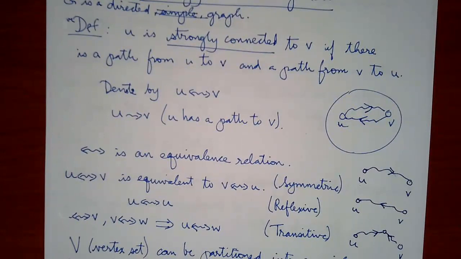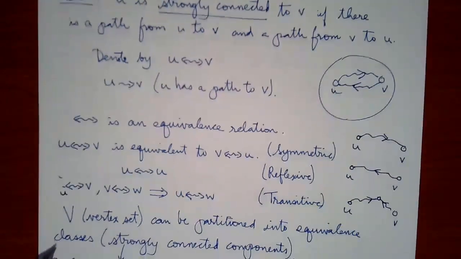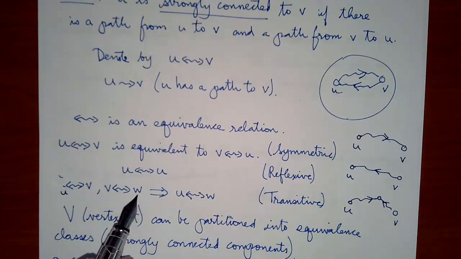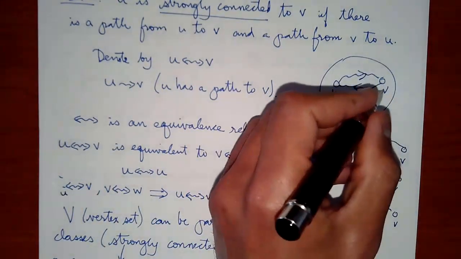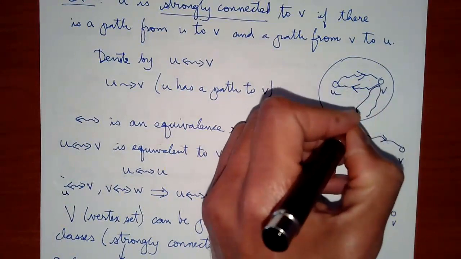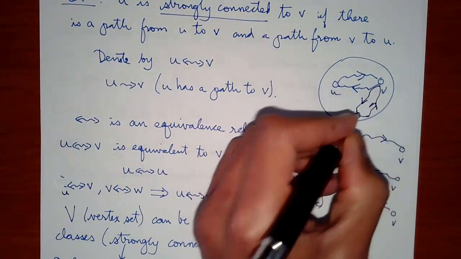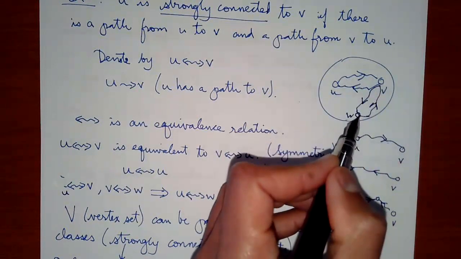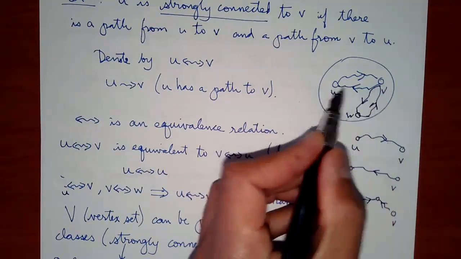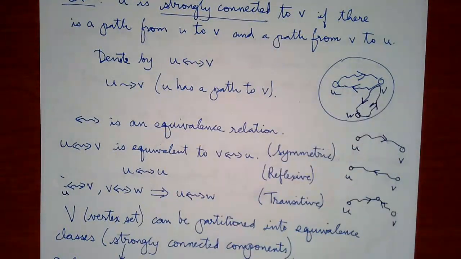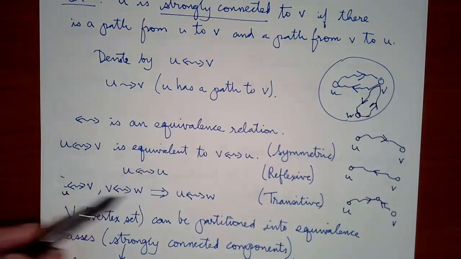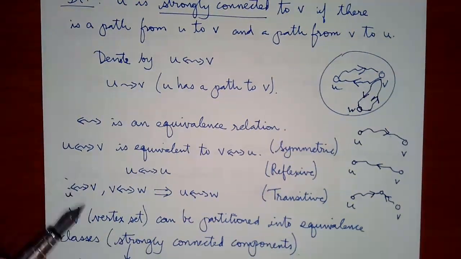And importantly, you have a notion of transitivity, which means that if u is strongly connected to v and v is strongly connected to w, then u is strongly connected to w. And again, you can see that by maybe drawing a picture. So suppose v is strongly connected to w. Now observe that u also has a path to w, and w has a path to u. Both of those paths go via v. So that means that u is also strongly connected to w. So this is an equivalence relationship on the set of vertices.